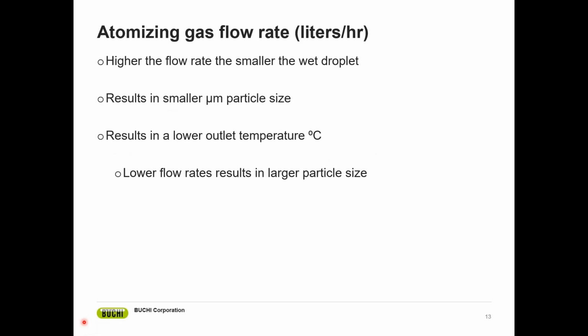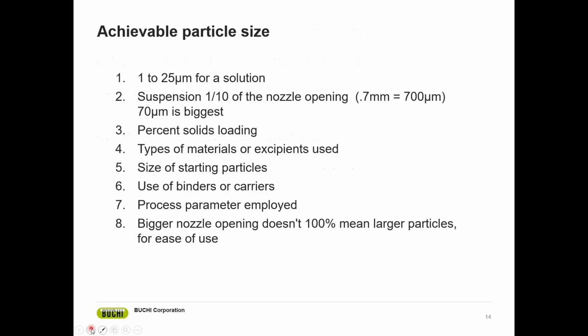Atomizing gas flow, this is the gas coming to my nozzle, and this is depicted in liters of gas per hour. So once again, the higher the flow rate, the smaller the wet droplet is. I have quite a bit of leeway in my atomizing gas from an adjustment perspective. This will result in a smaller particle size and bring down the outlet temperature again. Once again, I have that cooling effect. So once again, the opposite is true. So the lower the flow rate, the larger the particle size is going to be.